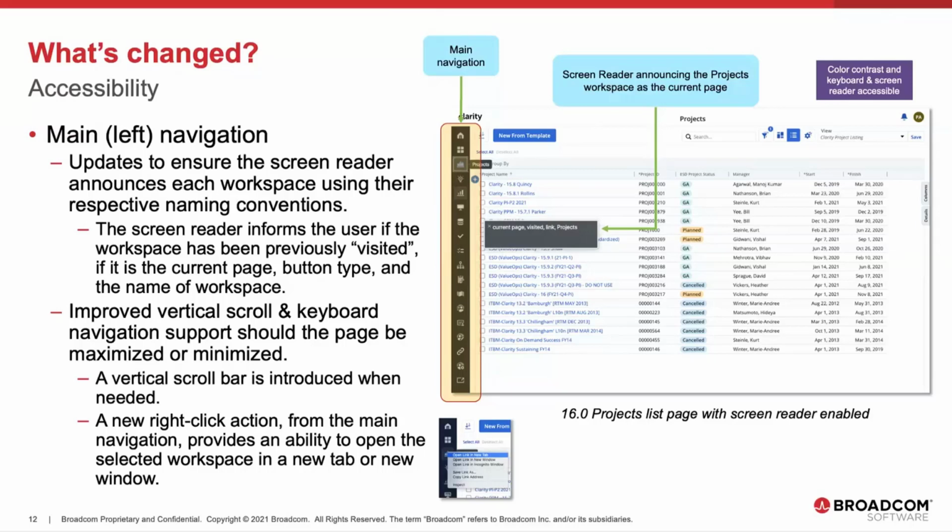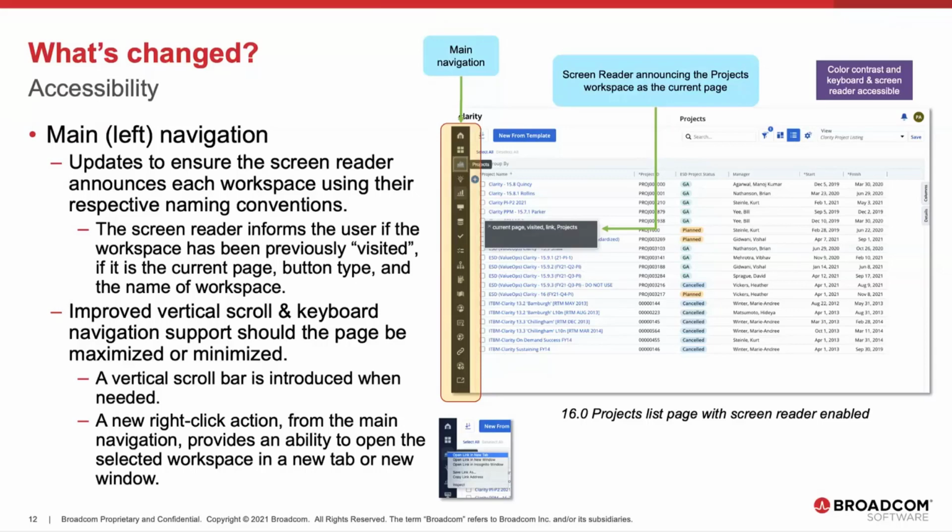In 15.9.3, the screen reader did function on the left nav, but the workspace names were not announced quite correctly. It also used the term group, which didn't make sense for a typical screen reader user, and there wasn't any additional information either, so we've extended that. In addition, vertical scroll and keyboard navigation support is improved if the page has been maximized or minimized.